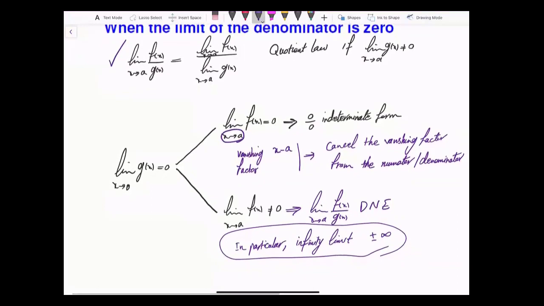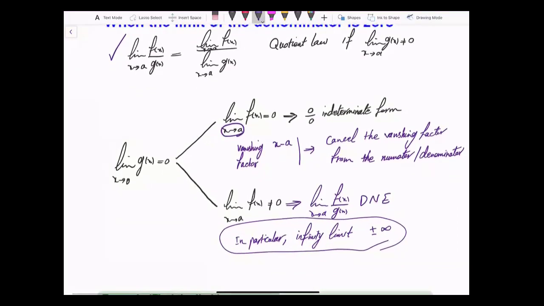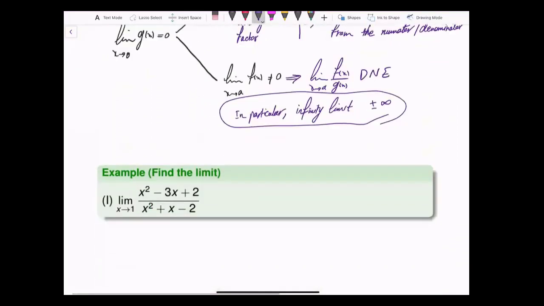Okay, Sinan, can I move to the examples? I think so, yeah. Okay, thank you.